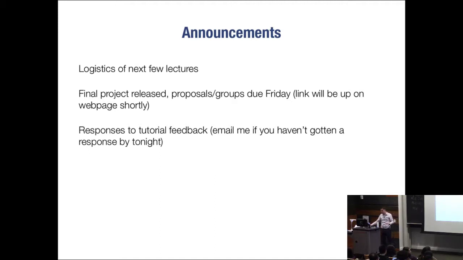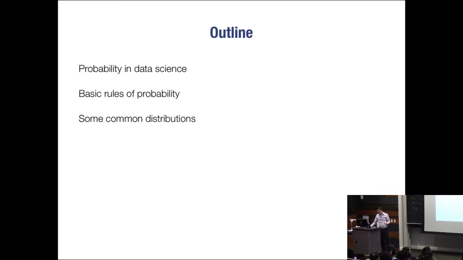Okay. All right, let's get started. There's really going to be a few basic things here. We're going to cover first just a few slides on probability in data science: why do we care about probability in data science? We're going to talk about some basic rules of probability. This is actually going to be the majority of the lecture, the fundamental rules of probability.